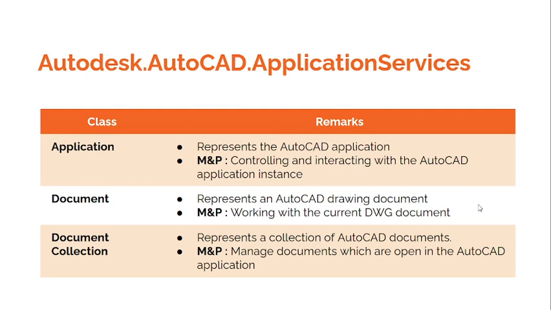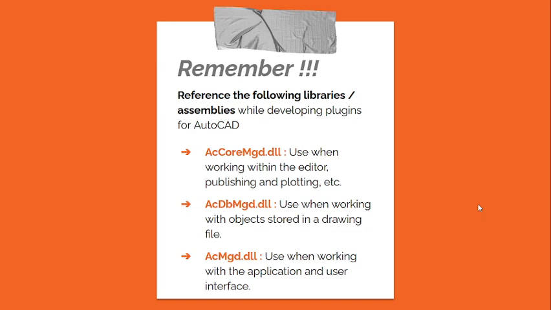So these are just a few examples of the things which we can do when we include this namespace and when we get access to these classes, their methods and their properties. Now it's important to remember that these namespaces are contained within these DLL files. So whenever you're developing plugins for AutoCAD, you need to reference these three libraries or assembly files, as they're called: AcCoreMgd, AcDbMgd, and AcMgd.